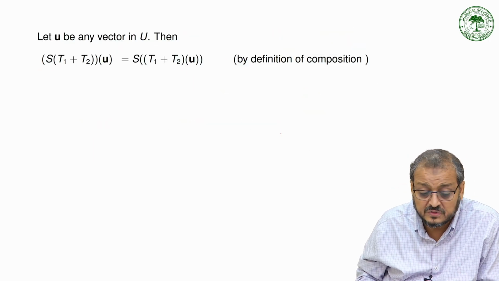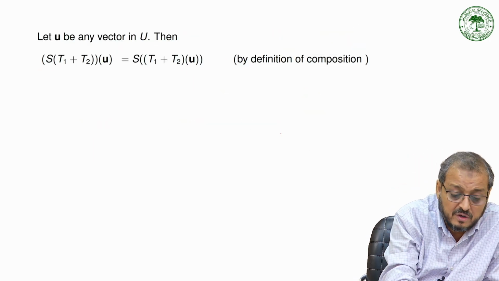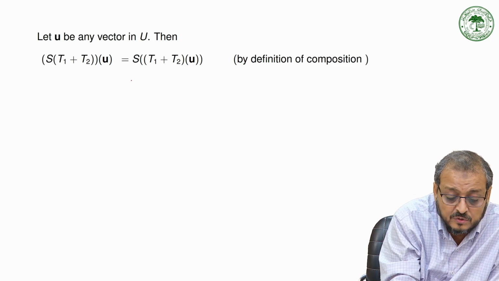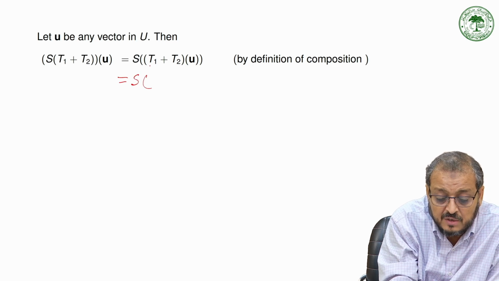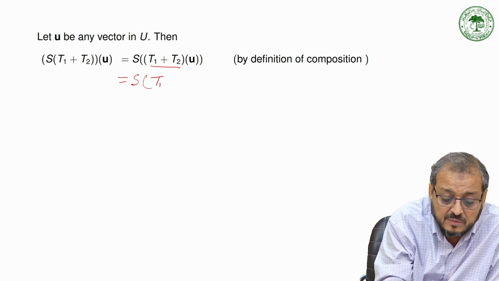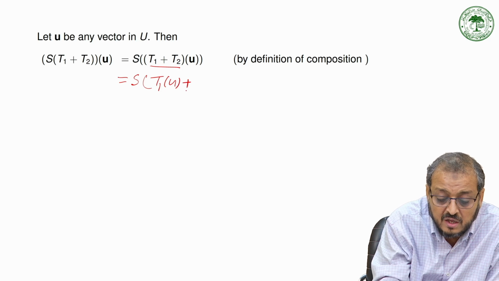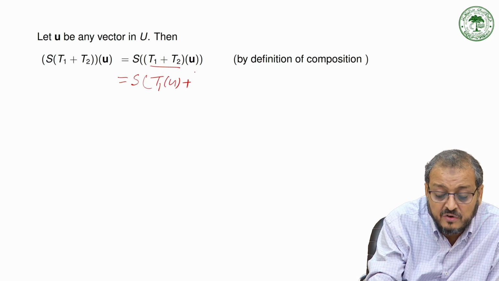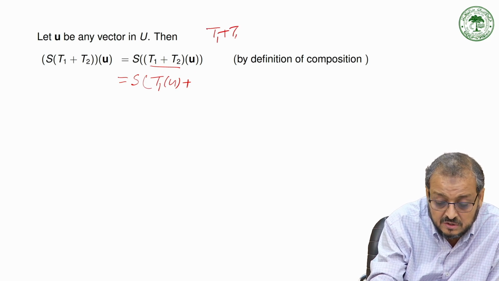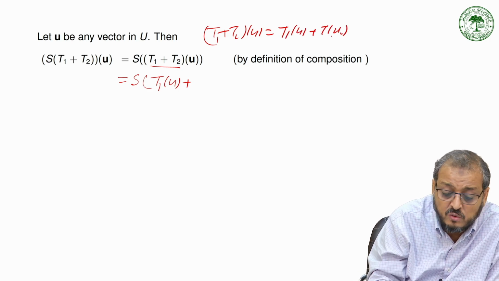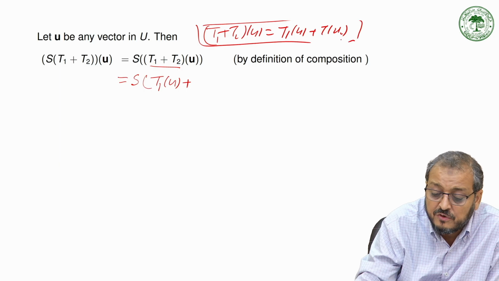So now we take any arbitrary element u in U, and check using the composition. Because T1 plus T2 is a linear map, the sum of two linear maps can be defined in this form. We already showed that if T1, T2 are linear maps, then the sum of two linear maps is again linear, and it is defined by T1 plus T2 of u equals T1u plus T2u. So we use the sum of two linear maps condition.